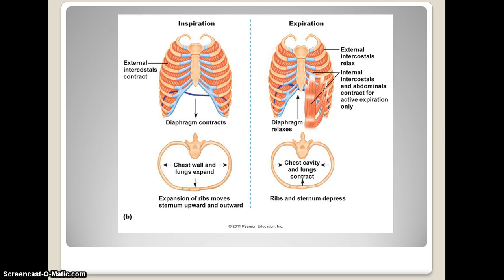As you can see from the diagram there, your diaphragm relaxes as we breathe out. The chest cavity and the lungs will contract, and then the external intercostals relax, and then the internal intercostals and abdominals contract, therefore allowing more air to get in. And then, as you can see on the left, when breathing in, our external intercostal muscles contract, our diaphragm contracts, and the chest wall and lungs expand, therefore allowing more air to enter into the thoracic cavity there.